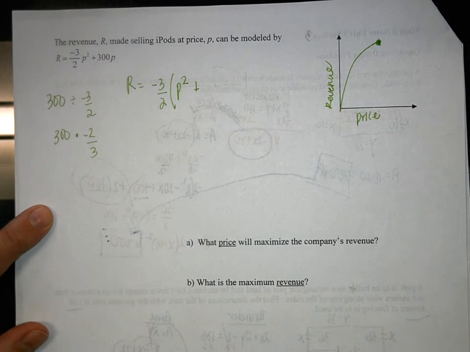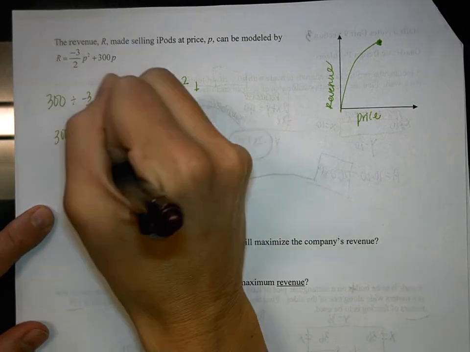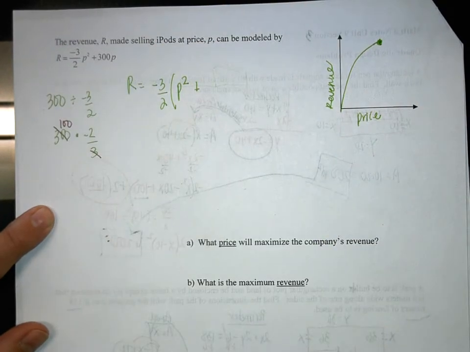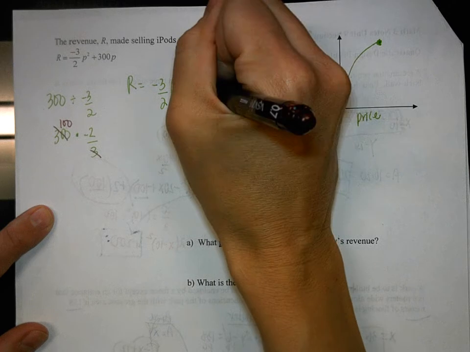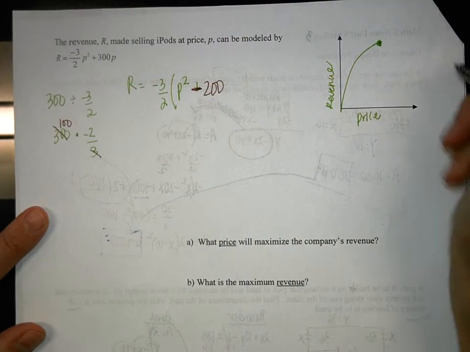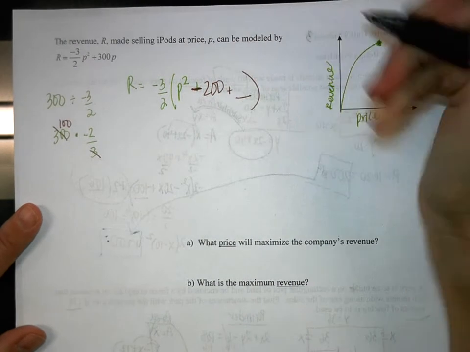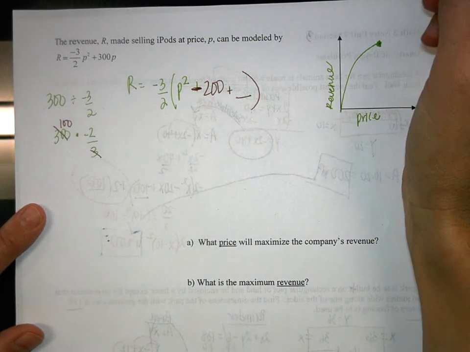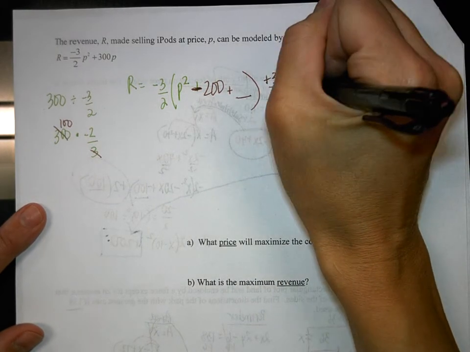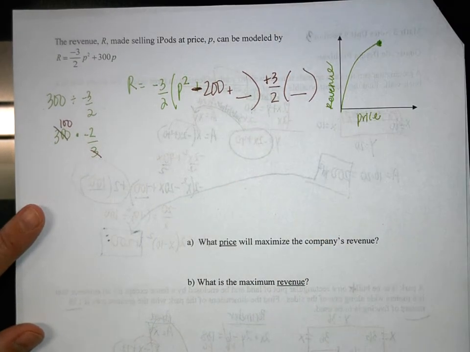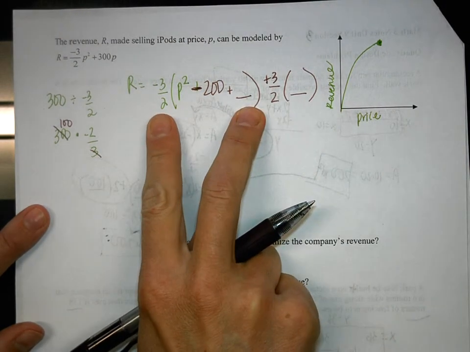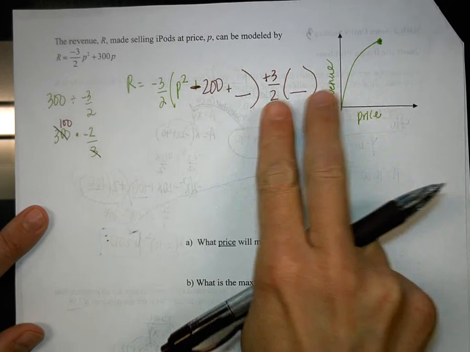Do you guys see that? And then here, the 3's cancel and you get 100. And so 100 times negative 2 makes negative 200. So this is actually going to be a minus 200 plus blank. And then what's going to go over here? What's going to go on the outside of the parenthesis? Plus 3 over 2 times my blank. Because if I have a minus 3 over 2 times the blank, in order to make it balanced, we have to have the opposite, plus 3 over 2 times blank.